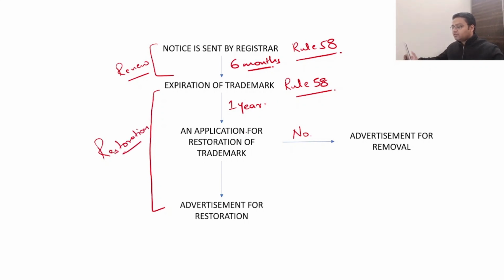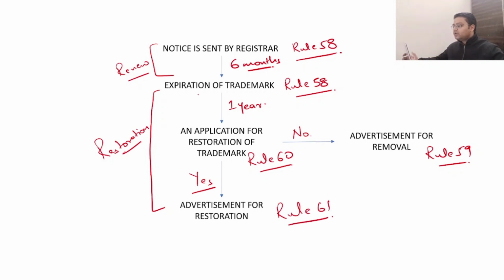So if you have not applied for the restoration, then an advertisement for the removal from the register will happen. And this is given under Rule 60. And this advertisement for removal will be under Rule 59. If you have applied for the restoration, an application has been made for restoration of the trademark, then an advertisement for restoration will happen. This is Rule 61. This is only up till the one year period. Post that, the trademark will be open for anyone to get registered.